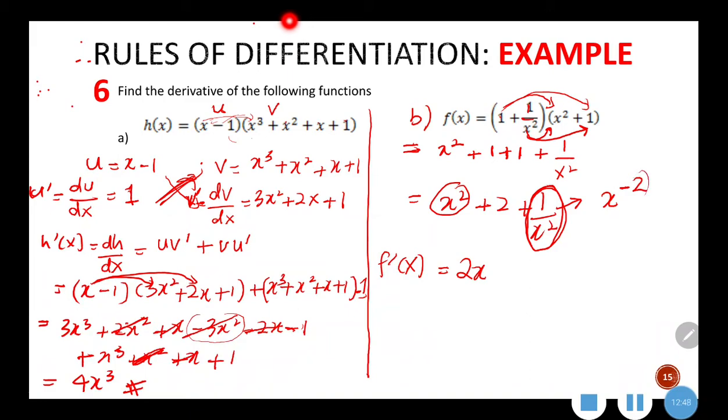Then we differentiate this one, d dx of this, minus 2 comes down, minus 2 x to the power of negative 3, as we reduce the power by 1. So we're done. The final answer is 2x minus 2 over x cubed. That's it.